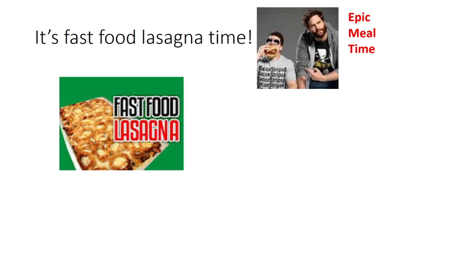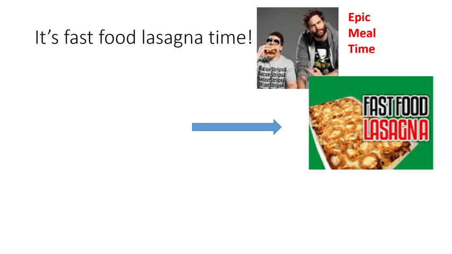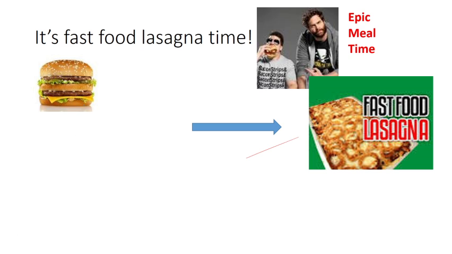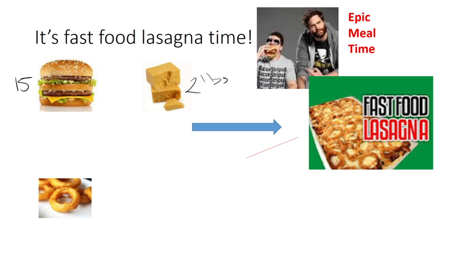If you were wondering what goes into fast food lasagna, there's of course some burgers. And we're going to say that there are 15 burgers in a fast food lasagna. Of course, you need some cheese, right? Like 2 pounds of cheese. You can't forget the onion rings, right? So like, I don't know, six bags of onion rings.